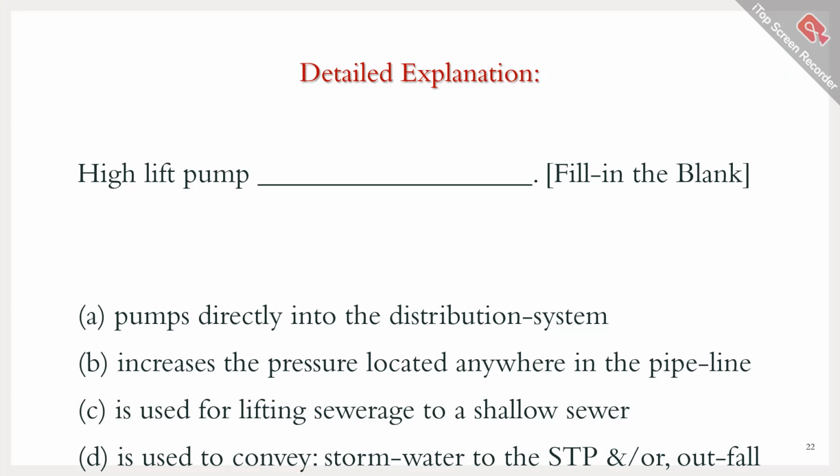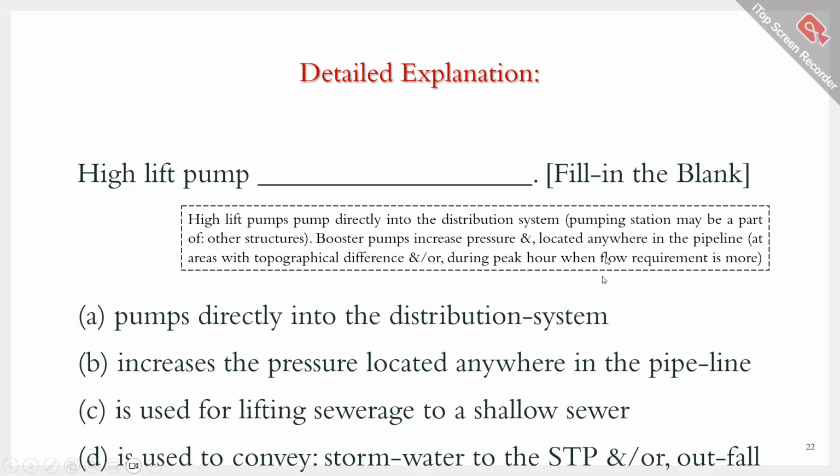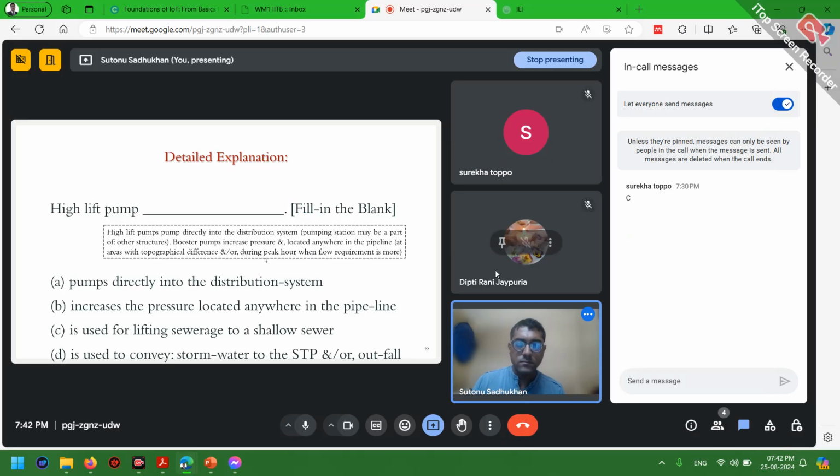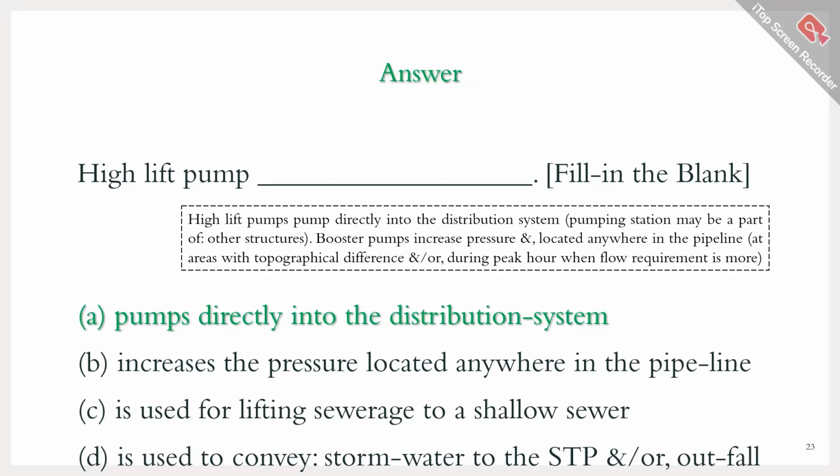The explanation is something like this. High lift pumps pump directly into the distribution system, where the pumping station may be a part of other structures, but it will directly pump into the distribution system. Booster pumps increase the pressure and are located anywhere in the pipeline, generally at areas with topographical difference or during peak hours when flow requirement is more. Understood? So what will be the answer? Option A is the correct answer. High lift pump pumps directly into the distribution system, maybe from outside of the distribution system, or maybe as a part of the structure of the system.